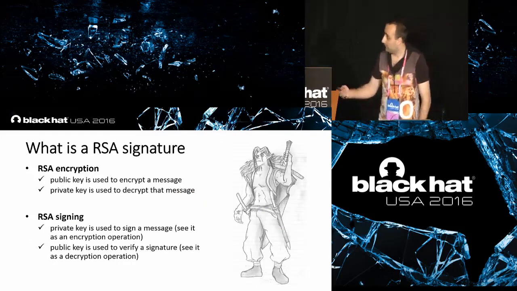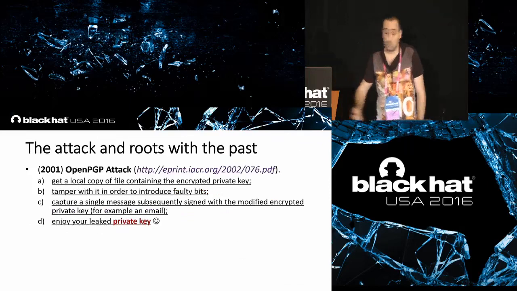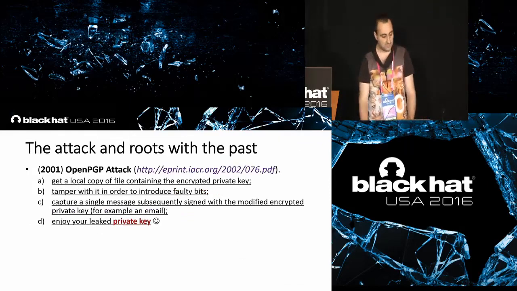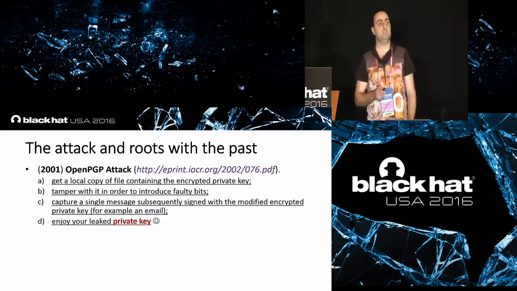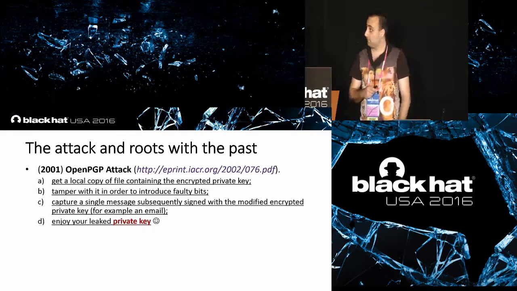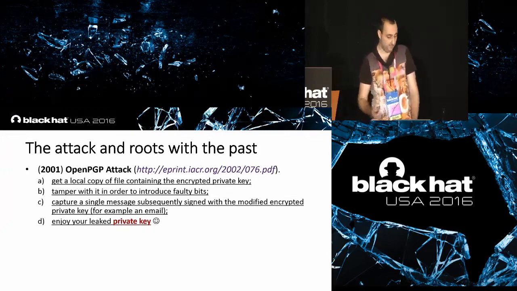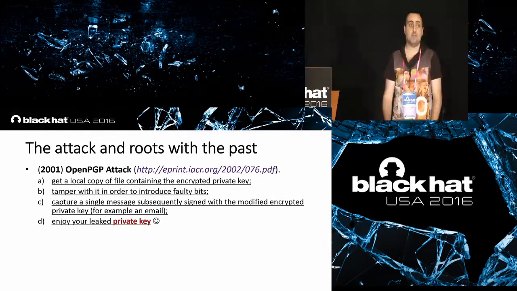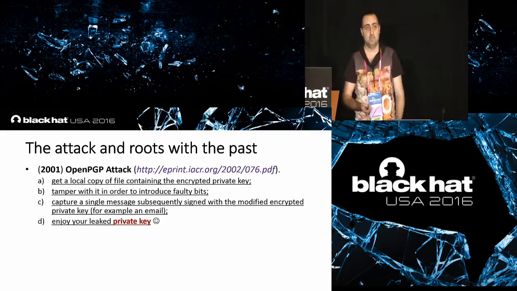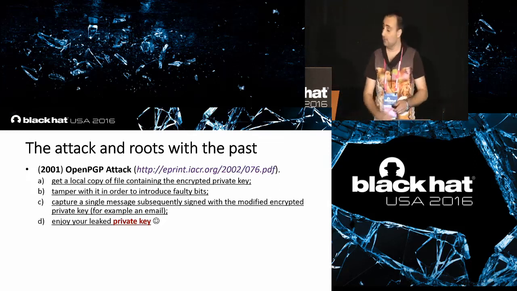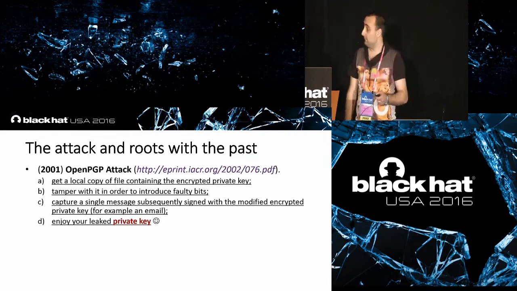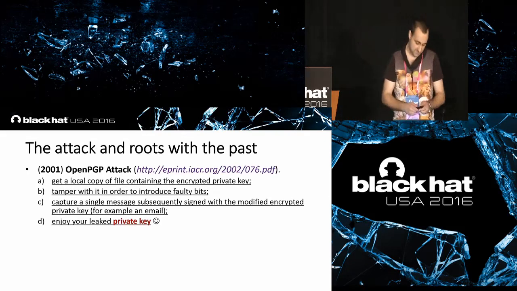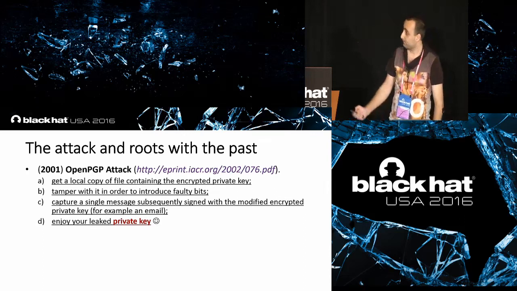In 2001, two researchers discovered an attack against the OpenPGP format by exploiting the same principle described by Lenstra formally. Basically, if the attacker could get the archive containing the encrypted private key, tampering with it in a certain manner, and subsequently capturing a digital signature, he or she could derive the private key of the server.